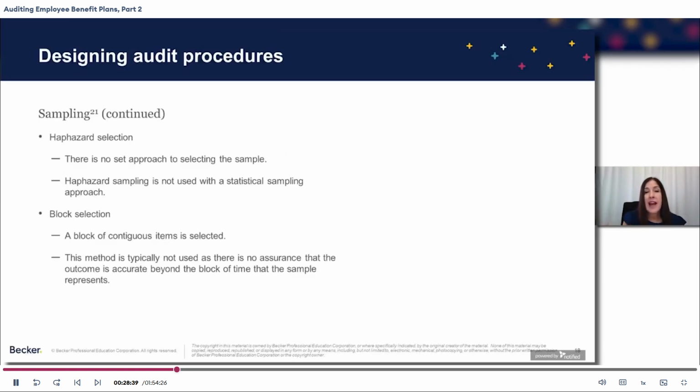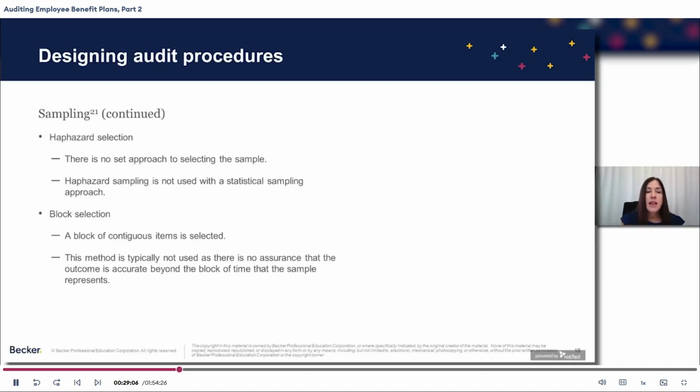You could also have haphazard selection. This is another common selection method used in EBP audit testing. There's no set approach when it comes to selecting the sample in haphazard. It really is just haphazard. And you typically do not use haphazard for your statistical sampling. Haphazard would be used more with your non-statistical selections.